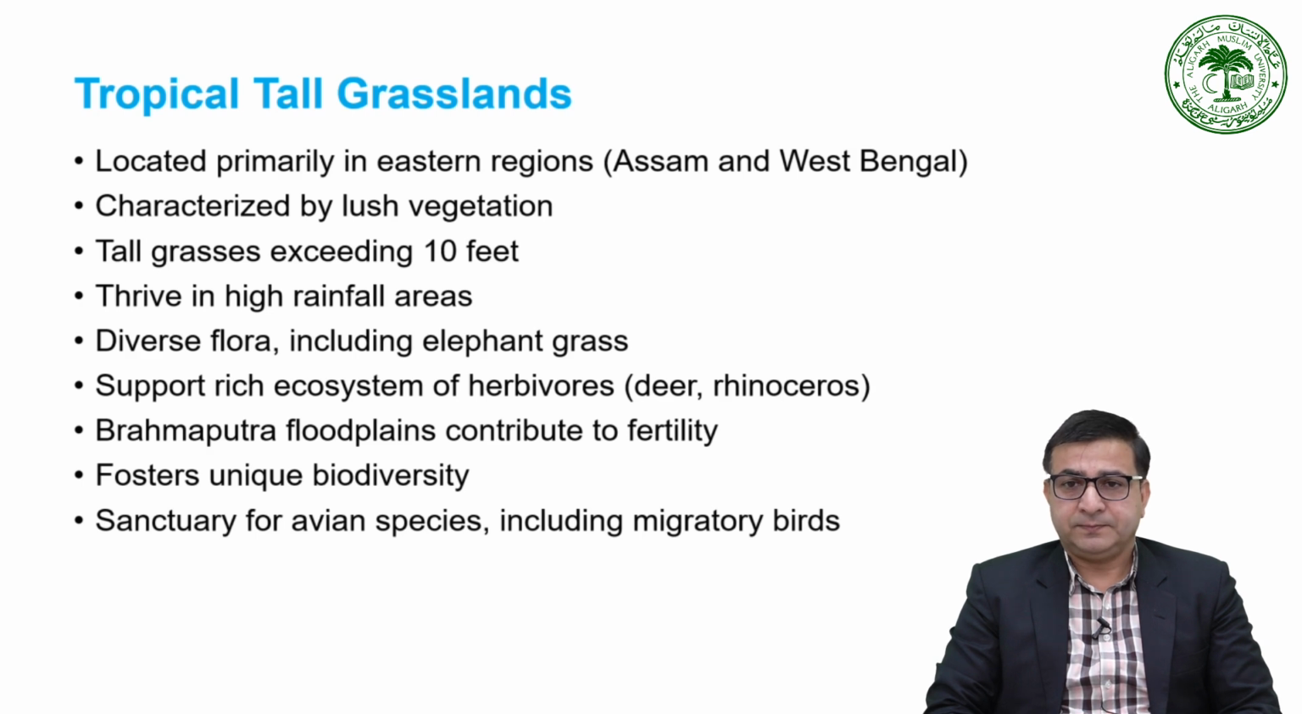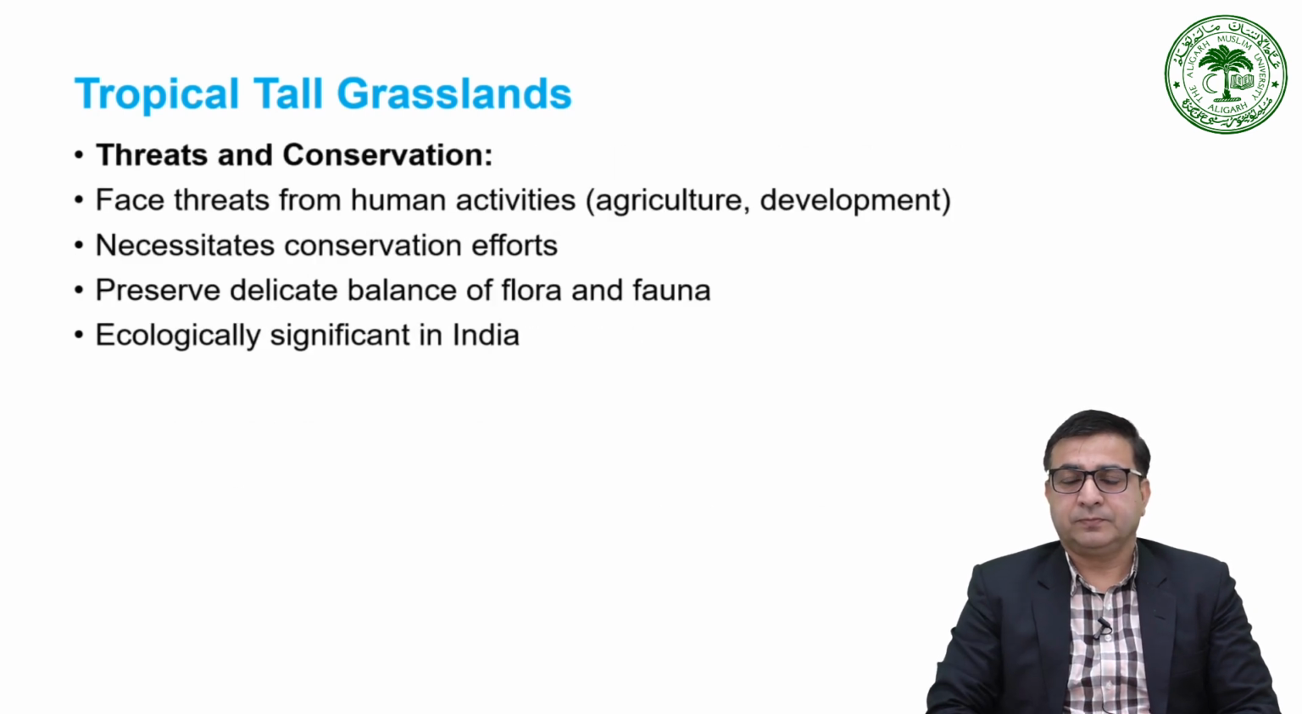The Brahmaputra floodplains contribute to the fertility of these grasslands, fostering a unique biodiversity. Avian species, including various migratory birds, find homes in these expansive grassy landscapes. However, like many ecosystems, these grasslands face threats from human activities like agriculture and development, necessitating conservation efforts to preserve the delicate balance of flora and fauna that make these tropical tall grasslands ecologically significant in India.